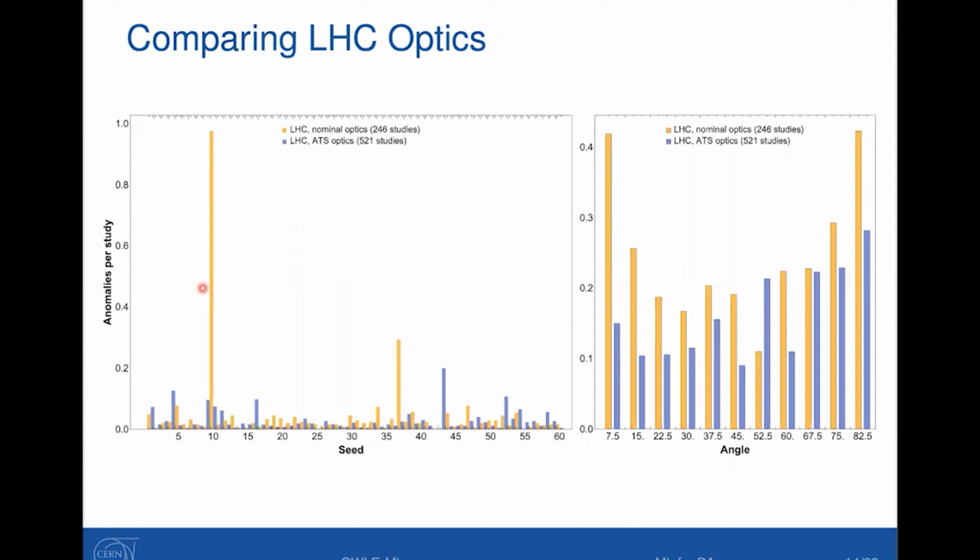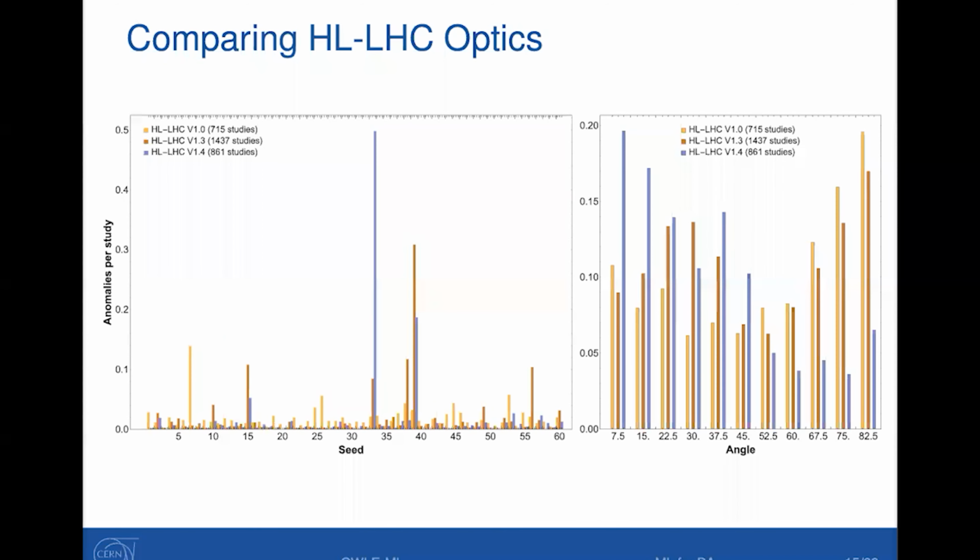We can do the same for the high luminosity optics. There were 3 types of optics, 3 versions that were used in the studies. And also there we can clearly see that the 33 seed, the very bad seed here, is only appearing in the 1.4 optics, where 1 out of 2 studies actually has an anomaly. So then here the message would be the same. If we do high luminosity studies with 1.4 optics, avoid including seed 33. So avoid including this one, remove it, get another seed.